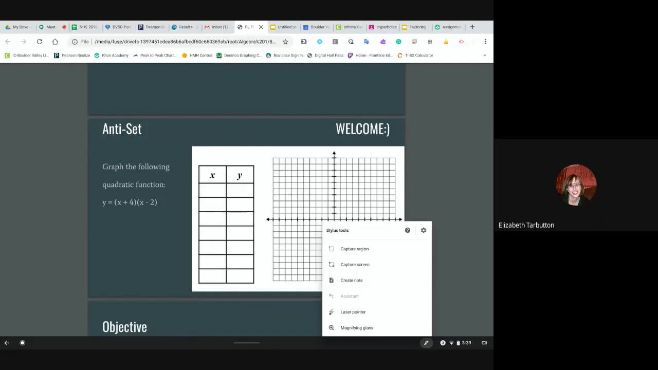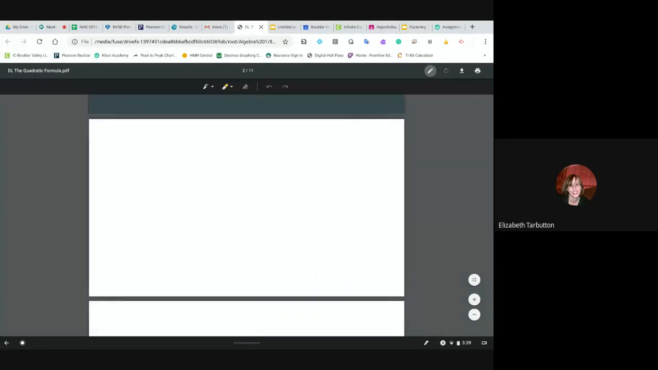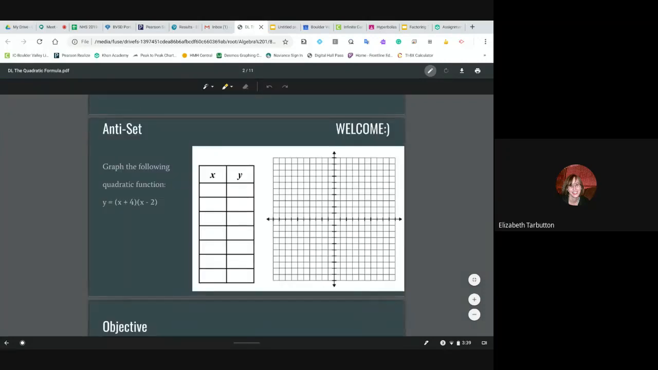One thing that we can do is recognize that we have zeros at -4 and at 2, because we can solve that, not by the quadratic formula, but by factoring. So we can say that x equals -4 and x equals 2. So you can actually put those values on this table.